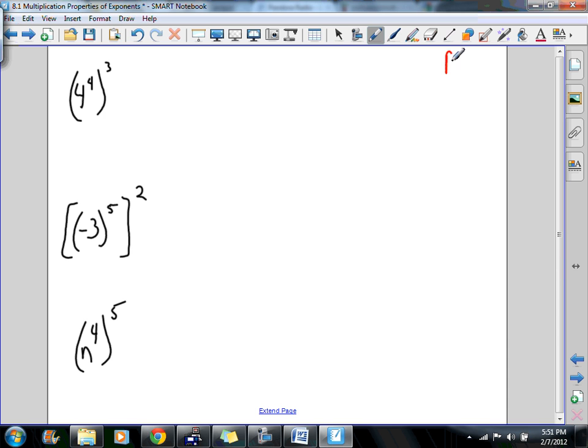Alrighty, so I want you to pause and give these a try. I would like no regular notation, only exponent. So we're back. Exponents means we step down. 4 to the fourth raised to the third is 4 to the 12th. Negative 3 to the fifth raised to the second, we step down to multiplication, get negative 3 to the 10th. And n to the fourth to the fifth becomes n to the 20th.